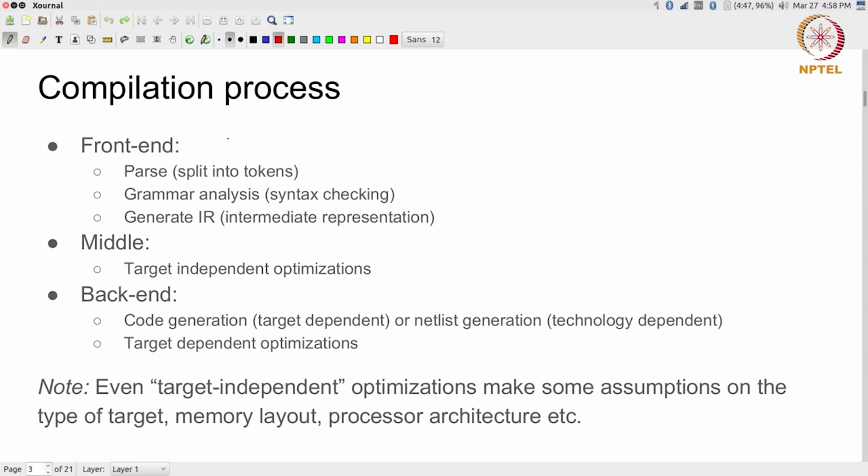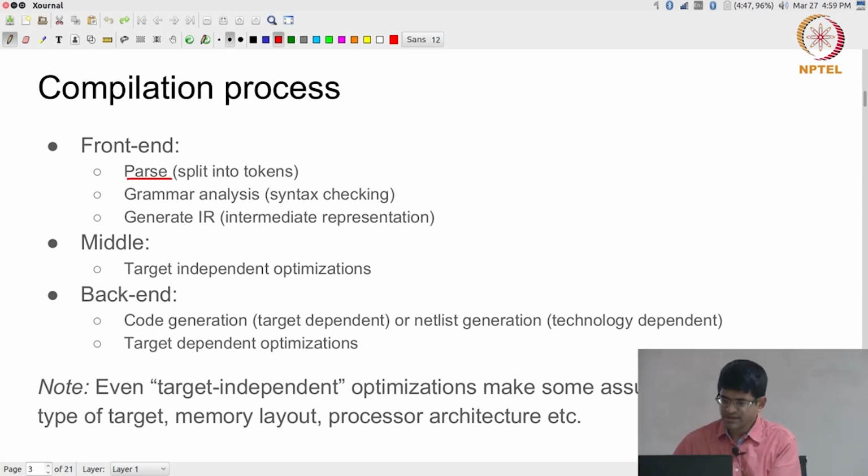The front end, all that it does is take your input, the C or HDL code. The first step is something called parsing. The parser splits the input into so called tokens. Tokens are essentially parts of your programming language which correspond to keywords or structure.